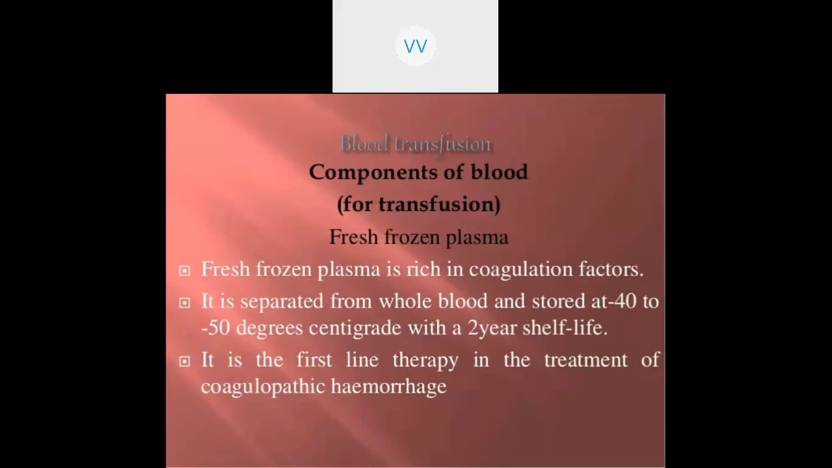Store these components in the refrigerator at -40 to -50 degrees centigrade. Okay, the validity is 2 years. You can store this type of blood for more than 2 years. It is first line therapy in the treatment of coagulopathic hemorrhage.